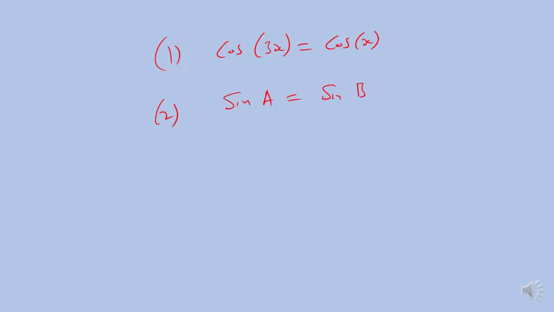Okay, so here's some food for thought, something to keep you awake at night. How do we solve 1: cos 3x = cos x, and 2: sin a = sin b? General solutions for these two. That's the whole point, isn't it?